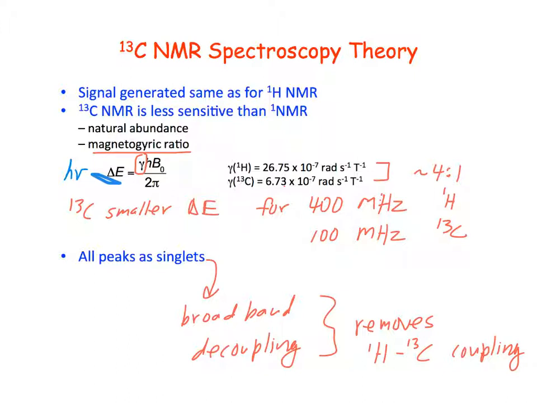HSQC or HMBC. That's a 2D NMR. Oh, okay. Well, even in 1D. Yeah, he was thinking about the 2D. Oh, okay. Sorry, never mind. Well, we can do that. Yeah, we will talk about that.